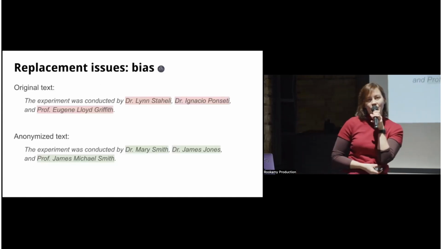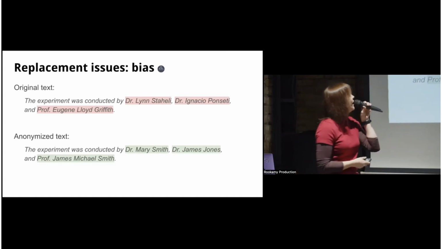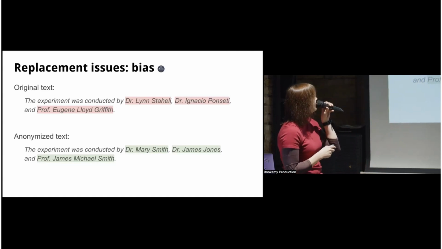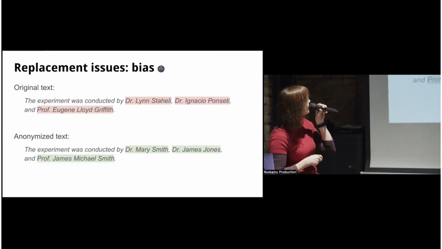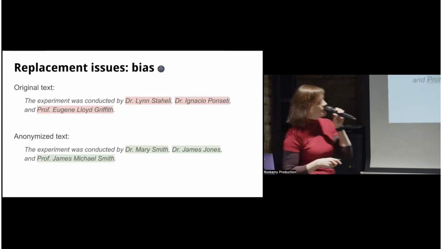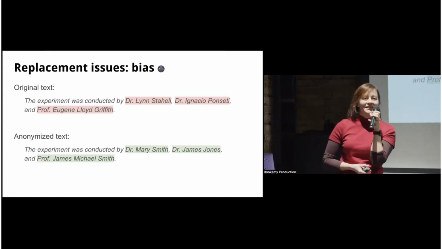So let's look at some issues that you can get when doing replacements, either way. Let's look at this one, for example. The original text says, the experiment was conducted by Dr. Lane Staheli, Dr. Ignacio Ponsetti, and Professor Eugene Lloyd Griffiths. And the anonymized text says, the experiment was conducted by Dr. Mary Smith, Dr. James Jones, and Professor James Michael Smith. What is the problem with this anonymization? Yep, go on, Anton.